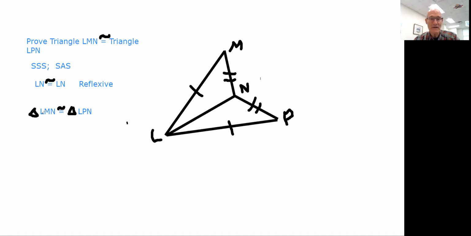What this says is that angle L is equal to angle L, which is that little angle right there. Angle M is equal to angle P, and angle N is equal to angle N, so that angle and that angle there are equal. Then side LM is congruent to side LP, side MN is congruent to side PN, and side NL is congruent to side NL. So that is a side-side-side congruency.